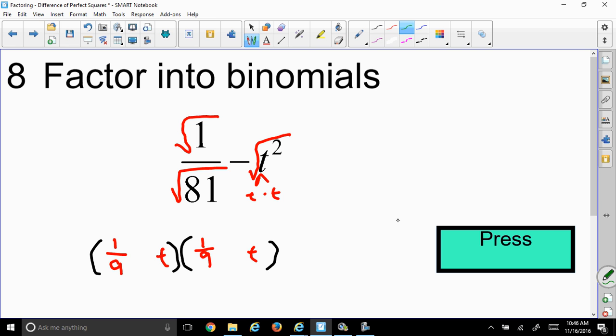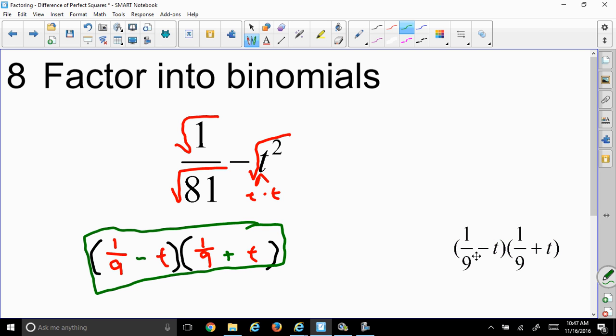And remember, I have to put a plus sign or a minus sign in both of the binomial expressions. So I'll have 1/9 minus t times 1/9 plus t. Notice they look almost identical, except one has a minus sign and one has a plus sign, and that is the difference of perfect squares. So my answer is going to be 1/9 minus t times 1/9 plus t.